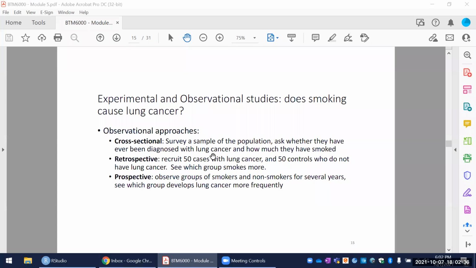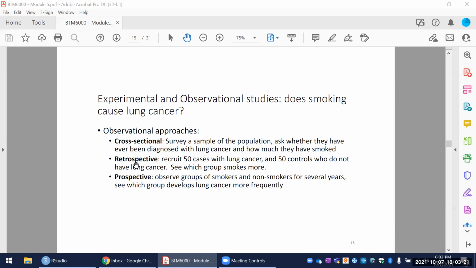So for example, you have here the three study designs for observational studies we discussed before, listed with the very same example. If you do a cross-sectional study, you survey a sample of the population, and you find out whether they have ever been diagnosed with lung cancer, and then you quantify how long they have smoked. The problem with that is that you will need an extremely high sample size, and you will need to study a lot of participants, because otherwise you will not gain much insight, which is one of the downsides, and this will cost a lot of money.